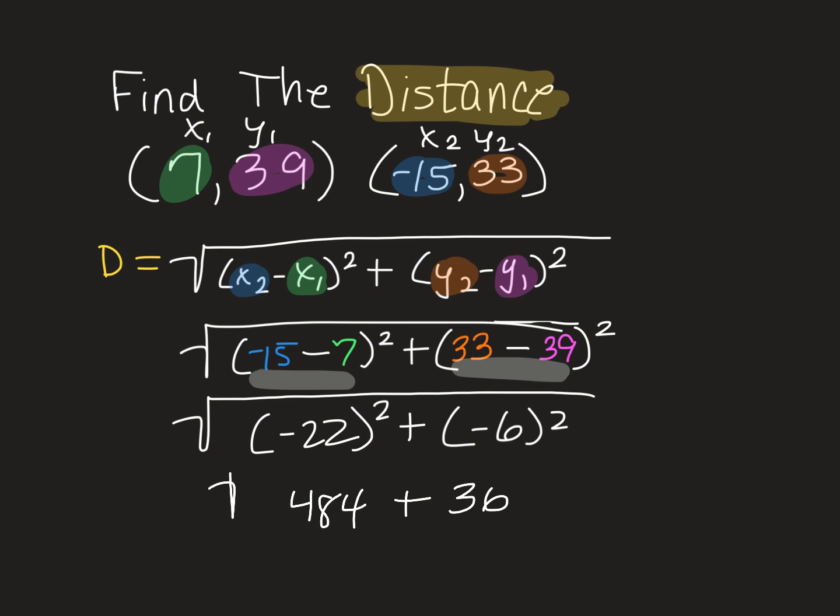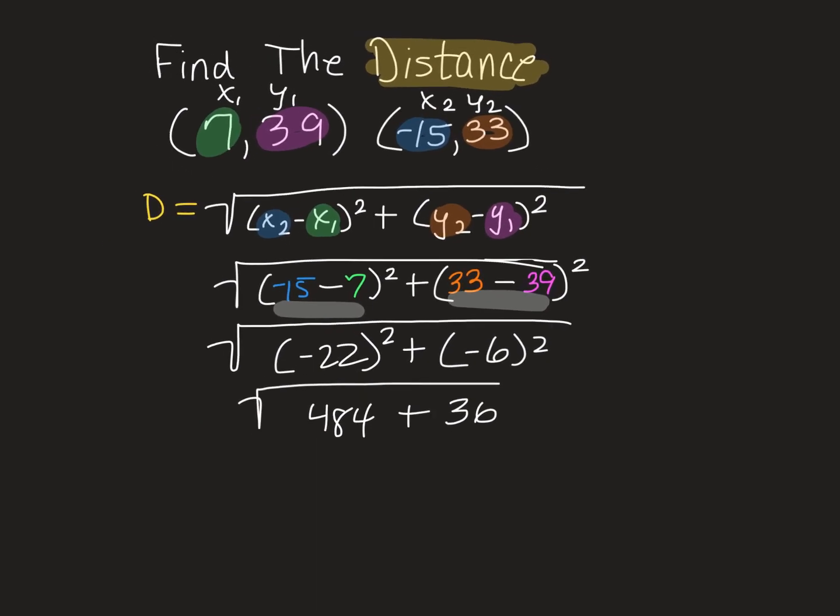We know we need to add those together. I'm going to keep on rolling here. I know this is getting pretty long. Once I add them together, I get 520. And we know that we need to take the square root. And typically, we're going to want that in simplest form, which for a radical means that you need to factor out any perfect squares.